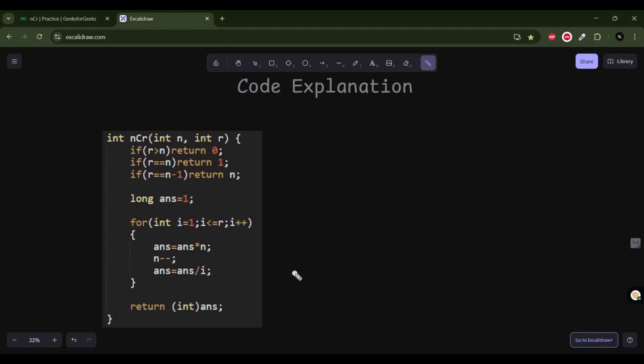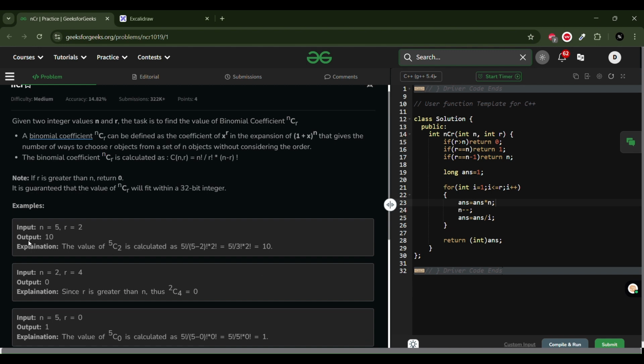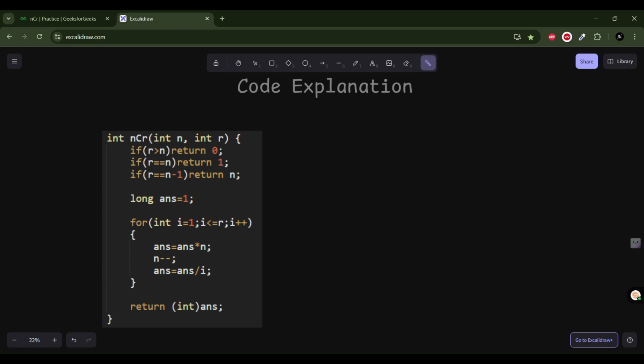Okay, this is the given code, given in the question itself. If r is greater than n, return 0. We are doing the same. If r is greater than n, return 0. If r is equal to n, return 1.